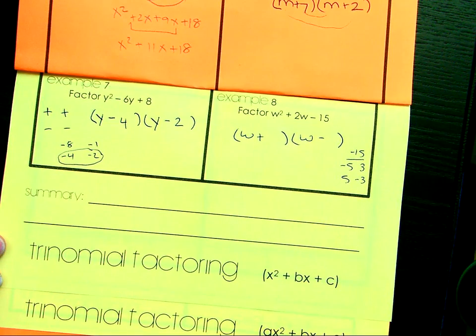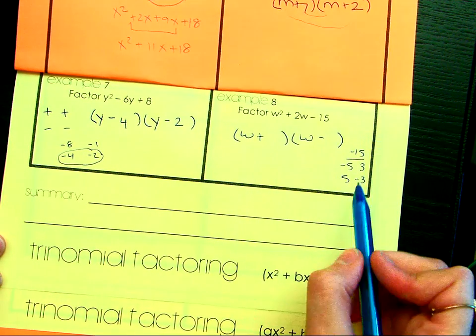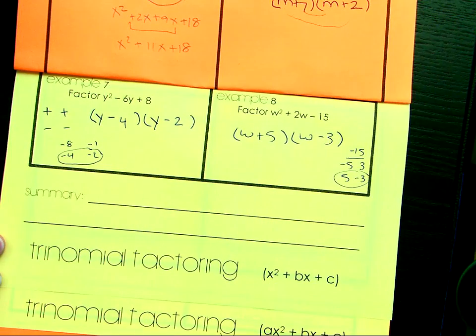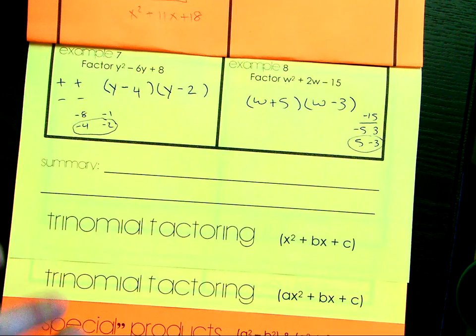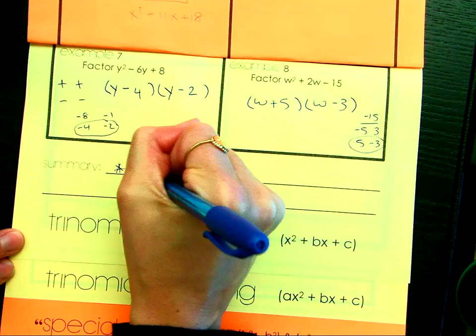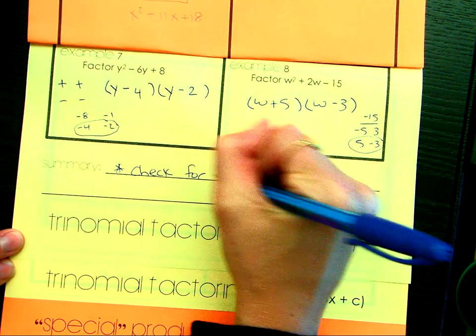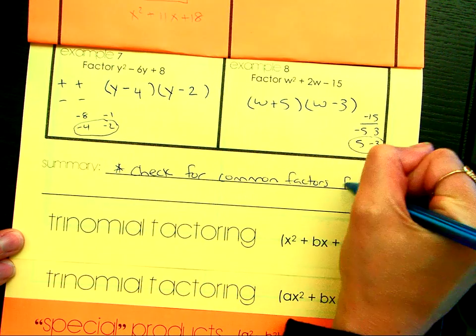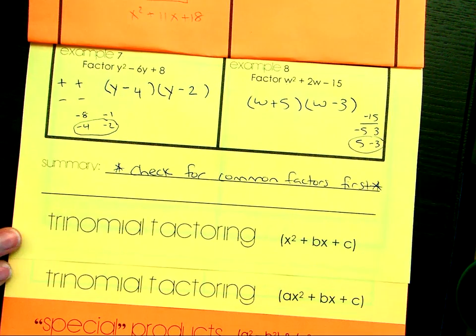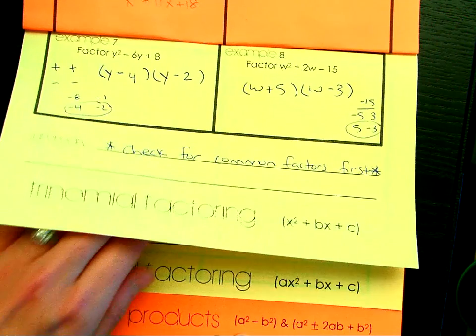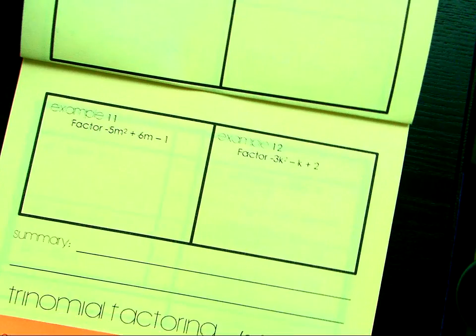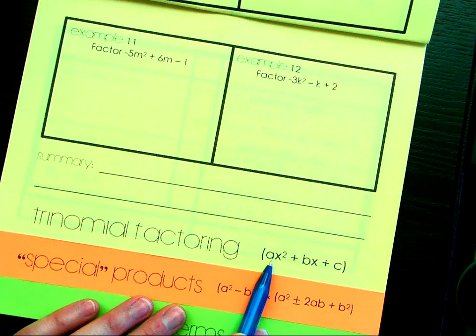And I want to combine to get positive 2, so I know the plus is with the 5, the minus is with the 3. So down there in the summary, I'm not actually going to summarize, I'm just going to write a warning. And that is to check for common factors first. You want to make sure that there wasn't a greatest common factor that you could have factored out before you just jump in. So here we have trinomial factoring where the leading coefficient is not the number 1 like they were before. And so these take a little bit of work.